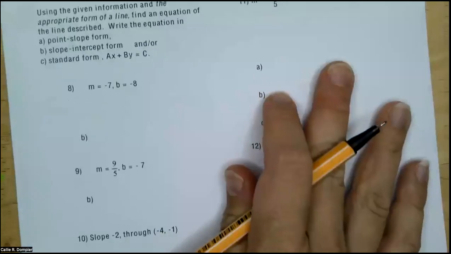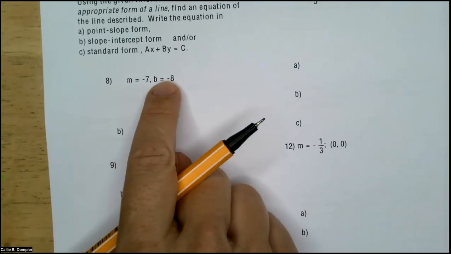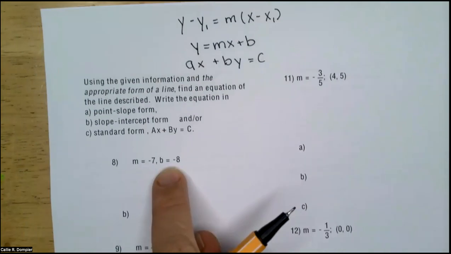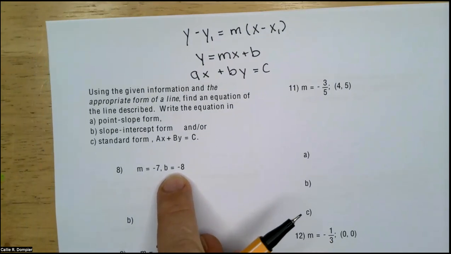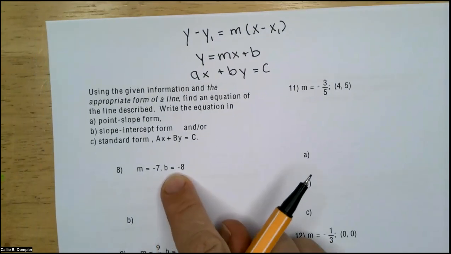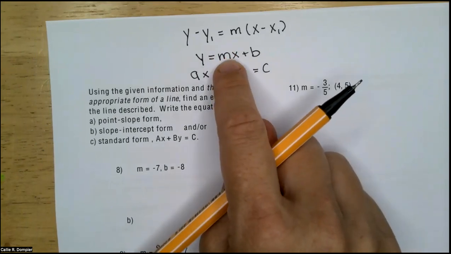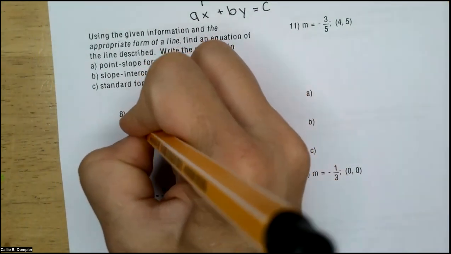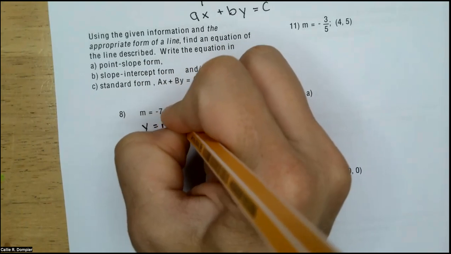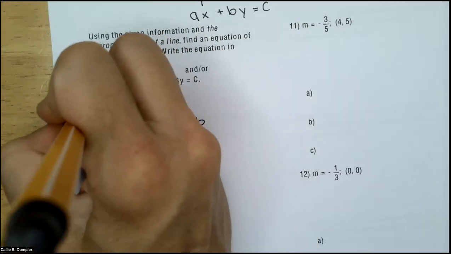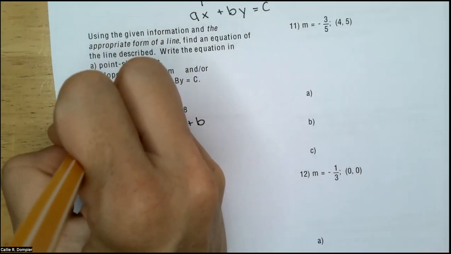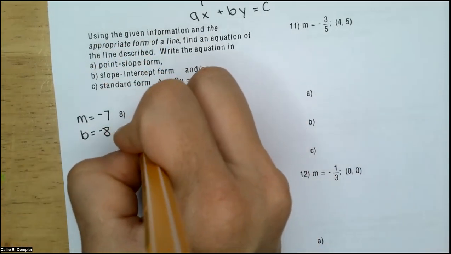Okay. So here we have m is -7, b is -8. Which one looks like the easiest form of the line to create when you have the m and you have the b? Obviously, y equals mx plus b, which is slope-intercept form, okay? Y equals mx plus b, where m is -7. B equals -8. So I'm now just going to substitute those in.